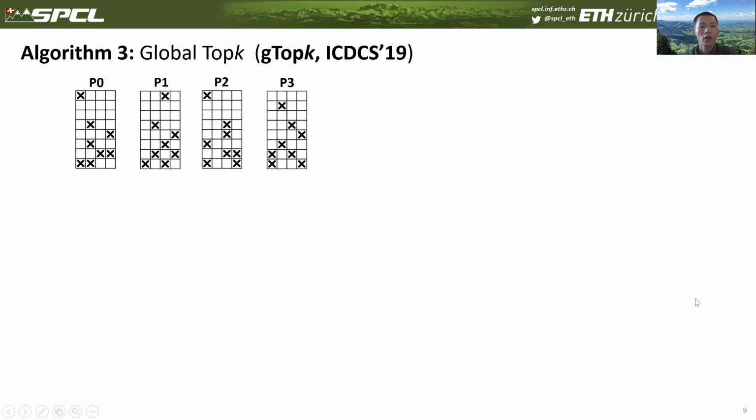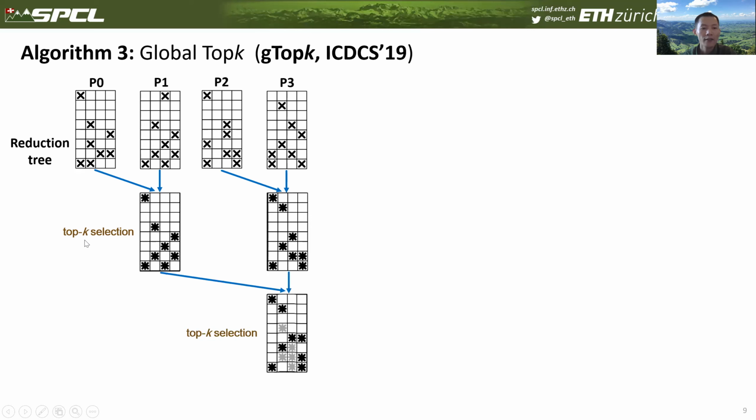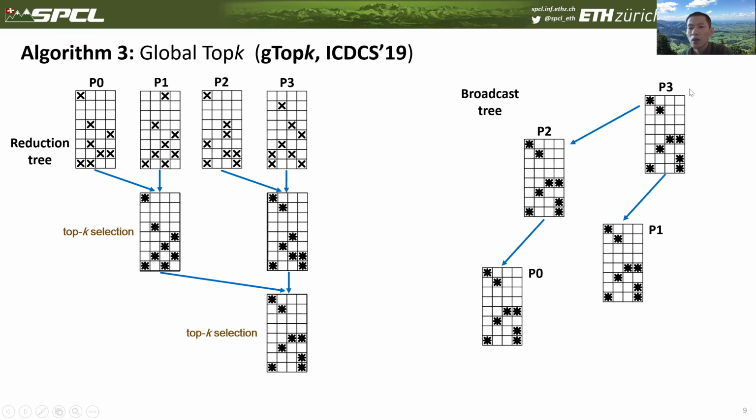The third algorithm is called global top K. We use G top K for brevity. G top K is a tree-based algorithm. First, it will conduct a reduction tree. To get rid of the fill-in issue, for each level of the reduction tree, it will conduct a top K selection operation. So at last, on the root node, here is P3, it will get the global top K values. And then the global top K values will be broadcast from the root node following the broadcast tree.